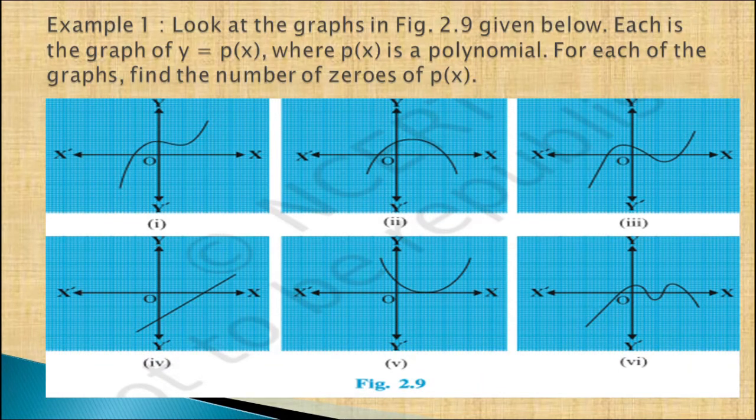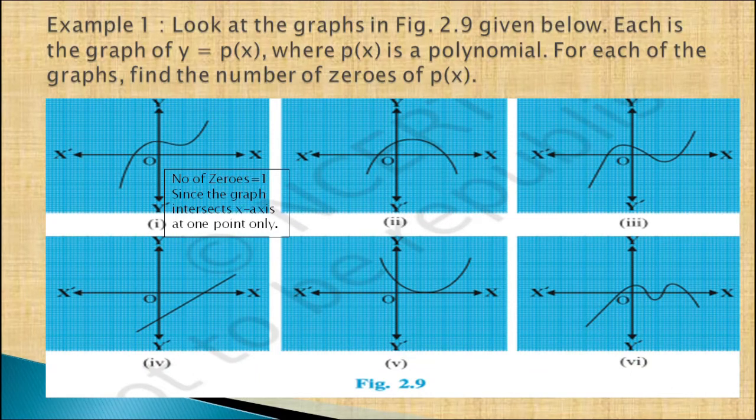Before starting this solution, I want to give some concept. To find out the number of zeros, we just have to check how many times the graph has intersected the x-axis only. See the figure 1. Here the graph is intersecting the x-axis at only one point. Therefore, the number of zeros is 1.